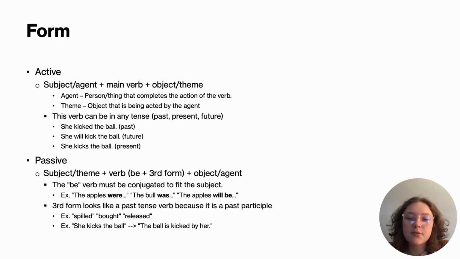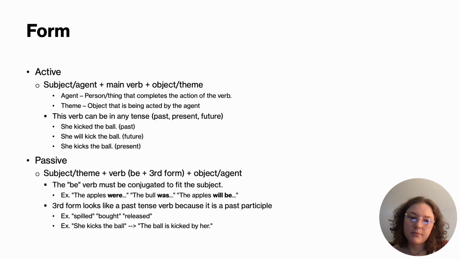And then this verb can be any tense. She kicked the ball, which is past. She will kick the ball, which is future. And she kicks the ball, which is present. Furthermore, active sentences can have any aspect to them as well. You may have heard of the perfect tense or the progressive tense. However, we'll be covering more in depth aspect in a later lesson.